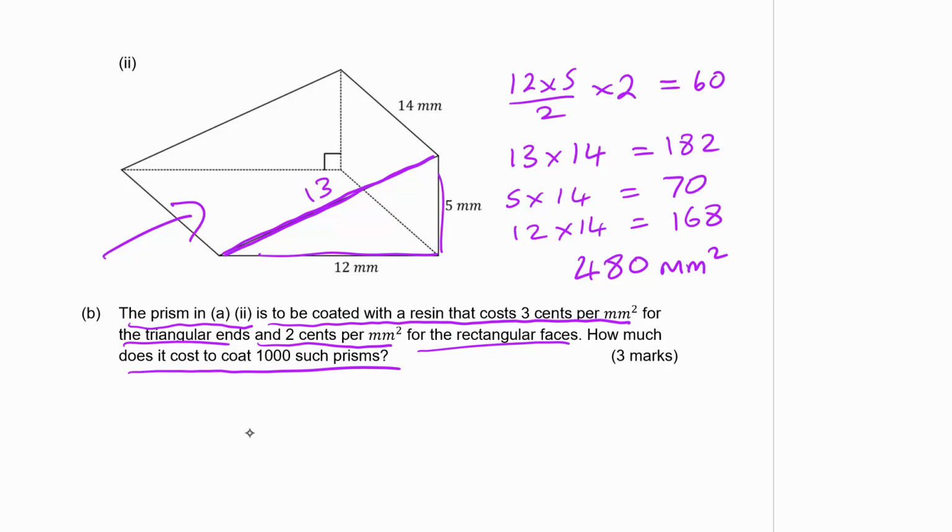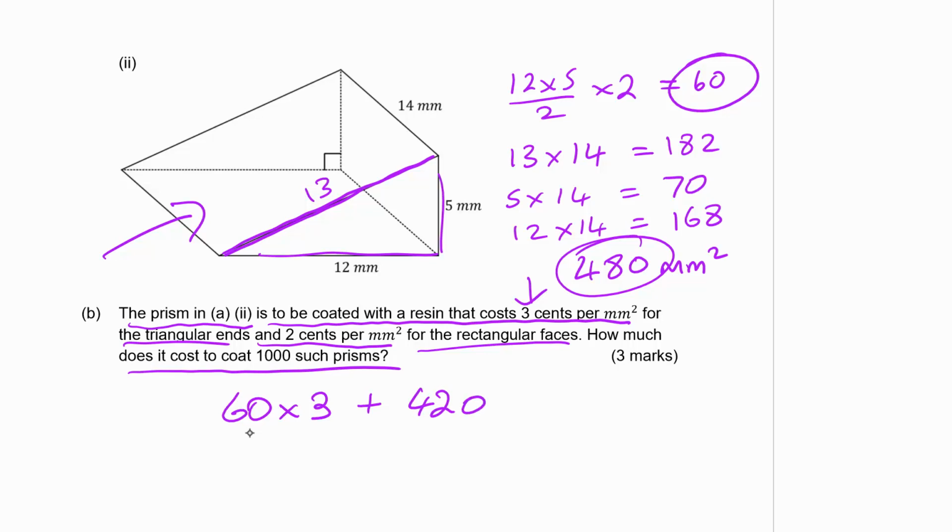Well, let's just look at one. The 2 triangular faces add up to 60, so we'll have 60 times 3 for those, because it's 3 cents per square millimeter. And if the whole surface area is 480 and we take away those 2 triangular ends, that would leave us with 420, and that is going to cost 2 cents each.